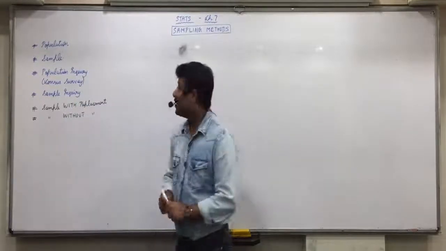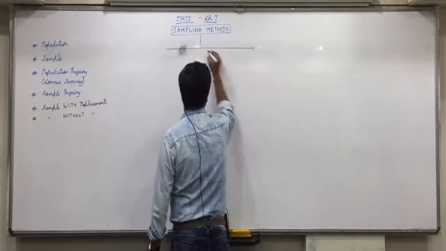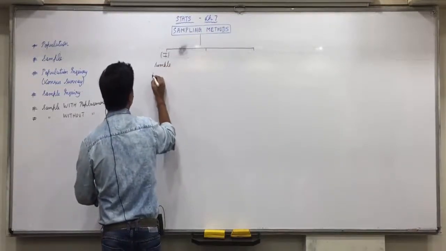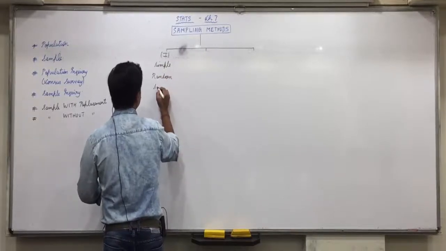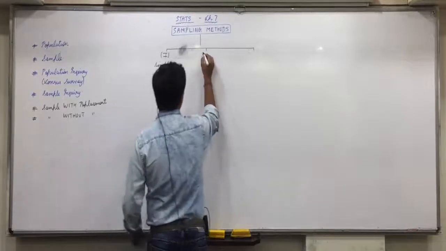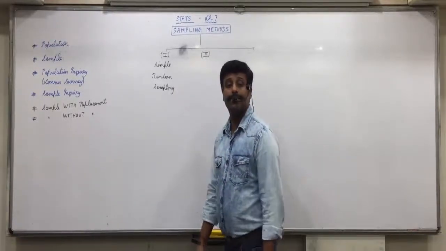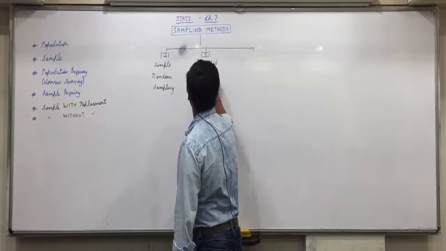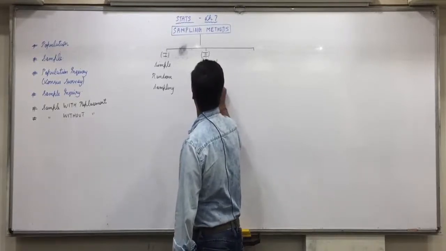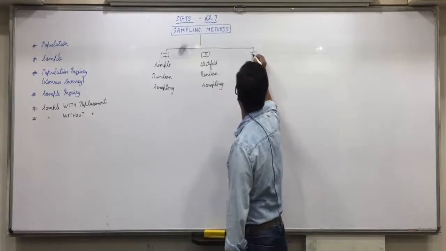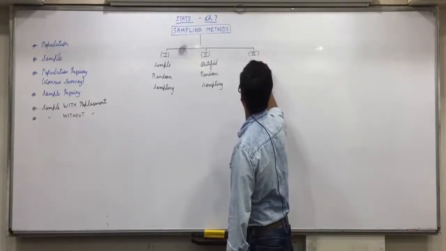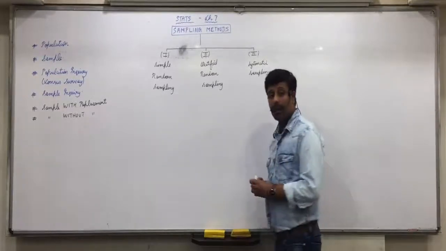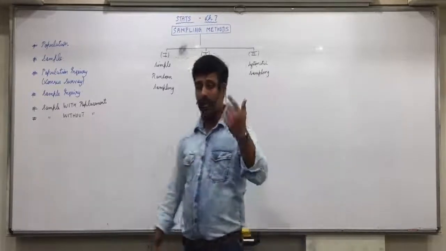Now mainly there are 3 methods of sampling. One is simple random sampling. Second is stratified random sampling. And third is systematic sampling. As I said, we will attend the complete theory today, so all the concepts will be covered. Then we'll solve the practicals tomorrow.